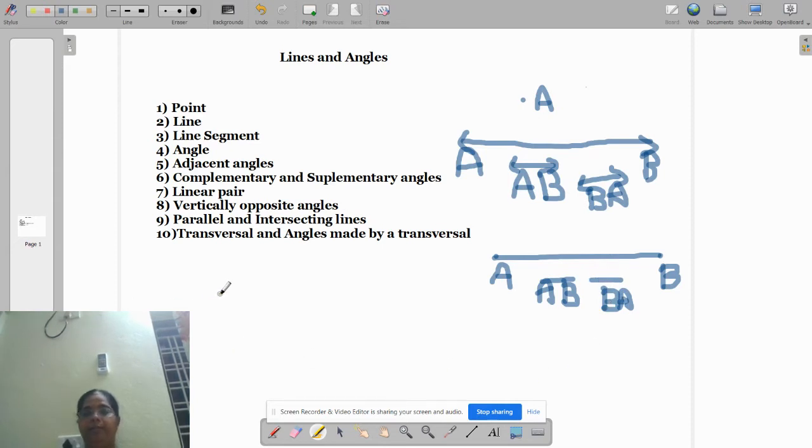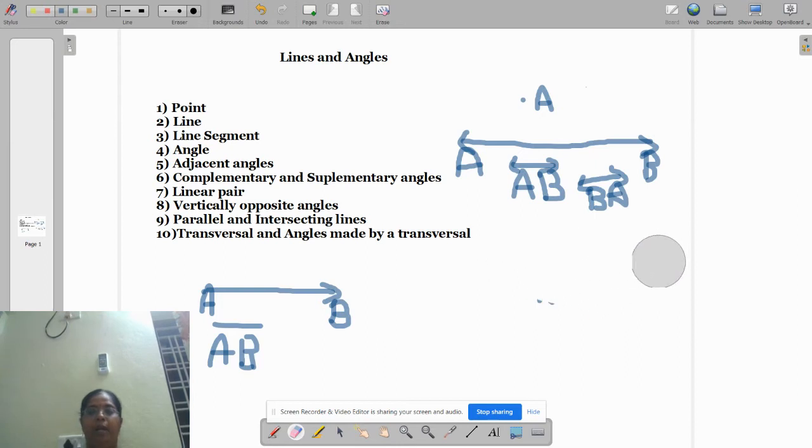Next is a ray. It is a part of a line which has one endpoint, and in one direction you can extend. This is also represented with the help of capital letters AB, so you will represent it as ray AB. This is about a point, line, line segment, and a ray.